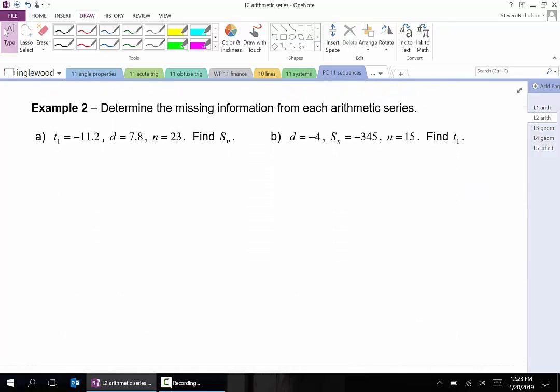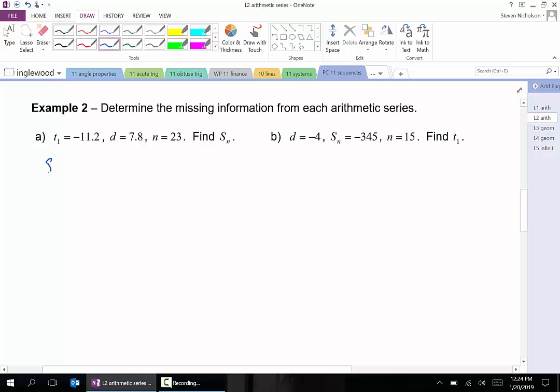Determine the missing information from each of these arithmetic series. So I've actually not written out a string this time. I've given you the information. And in example 2a, I want you to notice we don't have t of 23. We don't have the last term. So we're going to use our second formula.